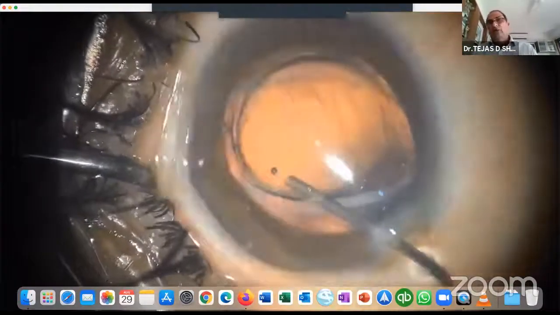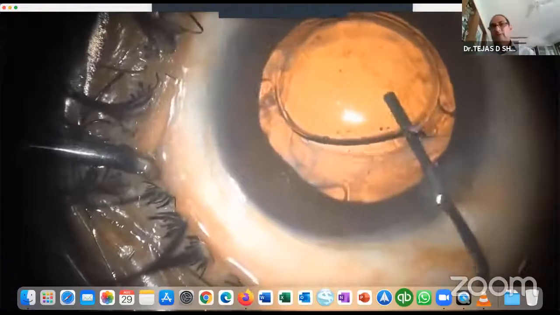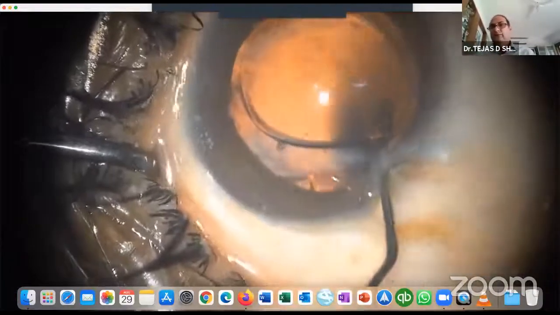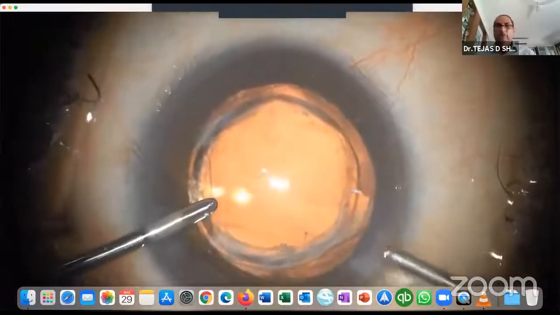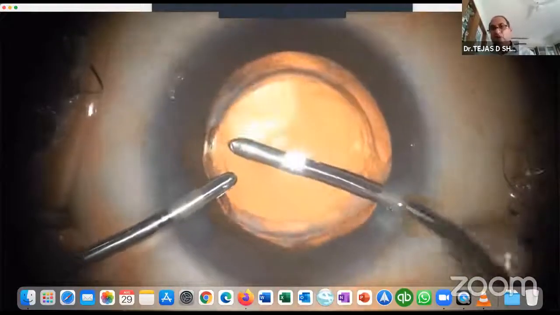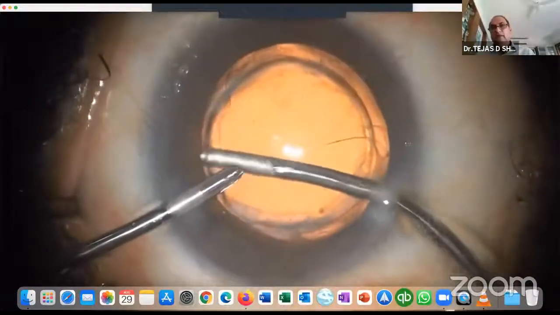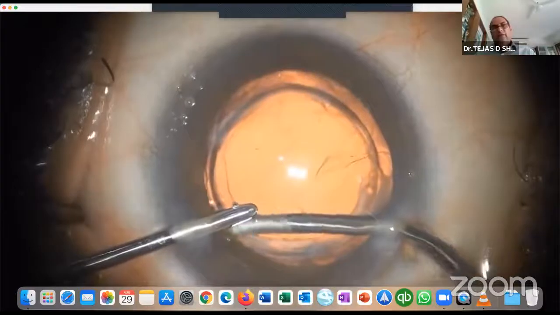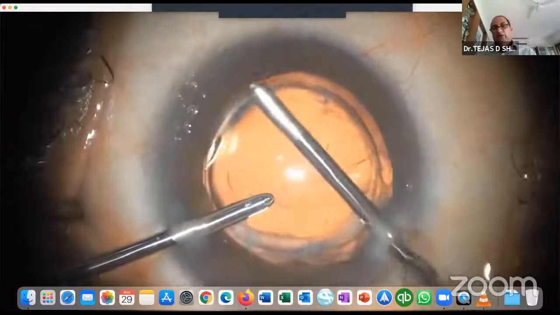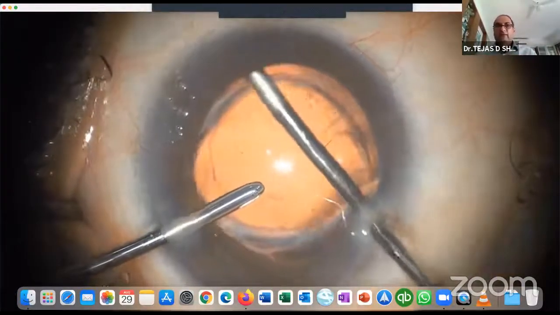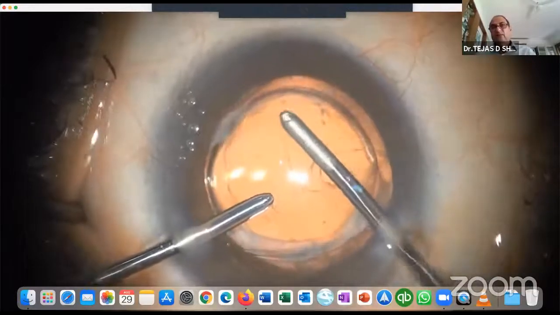On a scale of 1 to 10, I would say this was a number 8 difficult procedure. Sometimes it does look a bit scary when you go beneath the IOL. Now I'm also trying to take out some equatorial cells, because that is where the Elschnig's pearls come from.